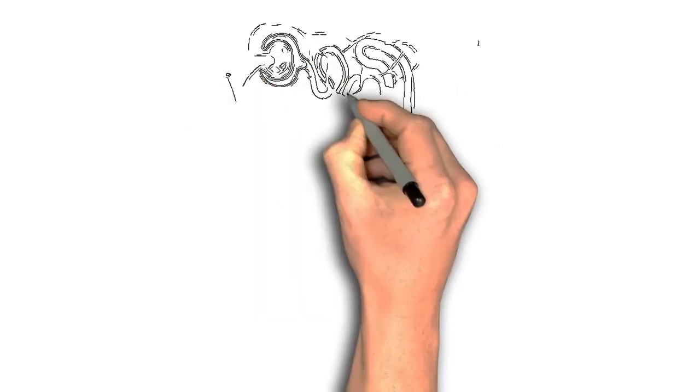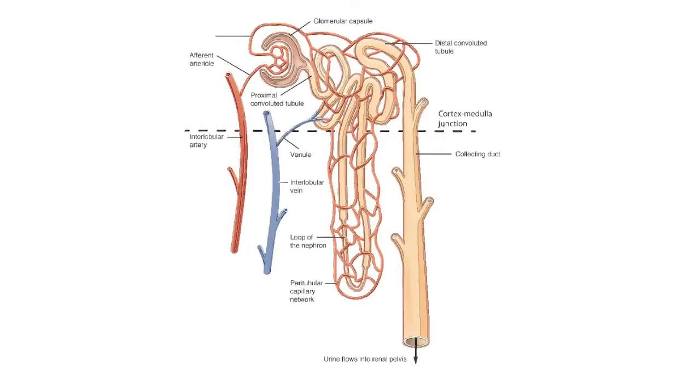Now, what are the functions of the kidney? In fact, kidneys carry out many important functions required for the regulation of composition of blood and maintenance of a constant internal environment. And maintaining the constant internal environment in the blood is called homeostasis.